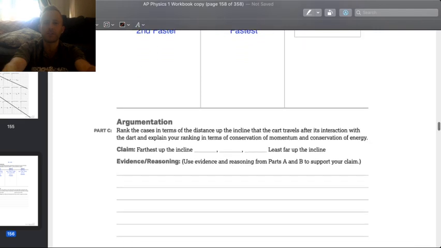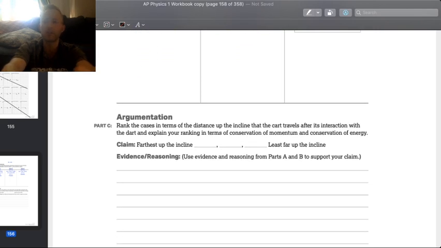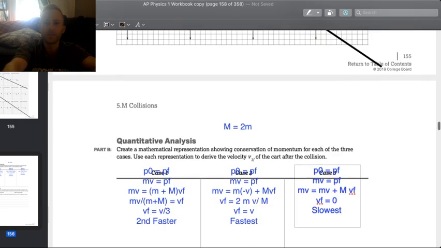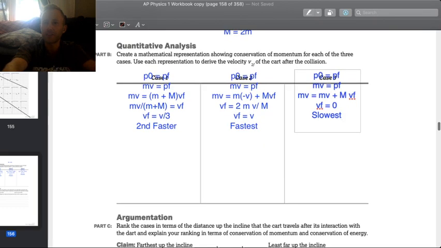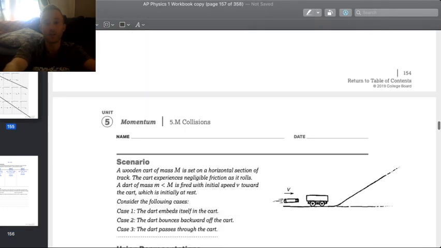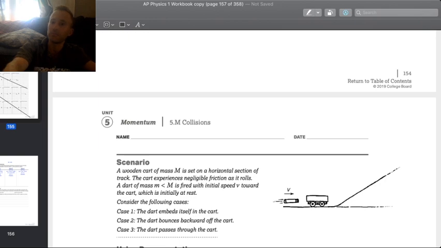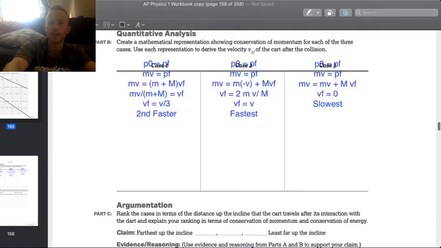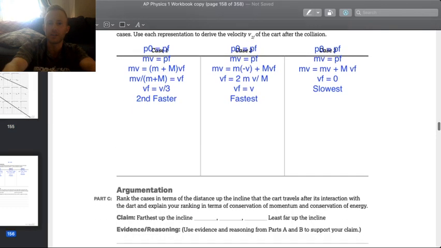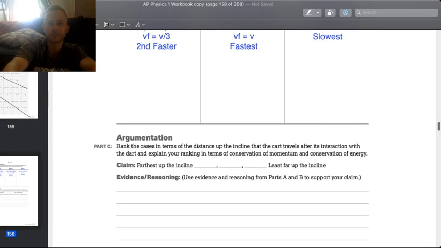Rank the cases in terms of the distance up the incline that the cart travels after the interaction with the dart, and explain your ranking. The faster the speed of the cart, the higher up it's going to go. That's due to energy conservation. So what we're going to have is that case 2 is the fastest, so it's going to go the farthest. Then case 1, then case 3.